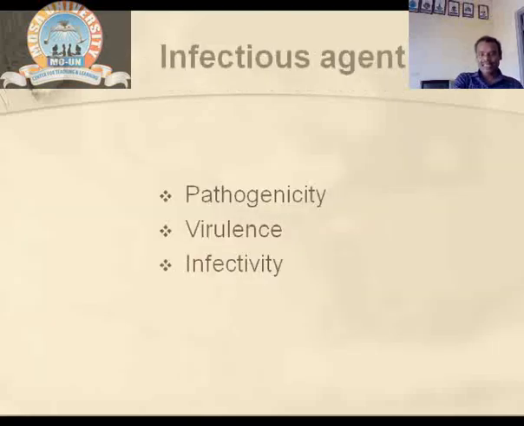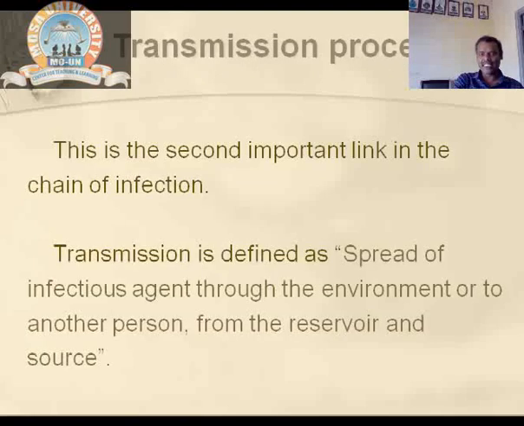So the infectious agent is mostly about pathogens, virulence, and infectivity. Infectious agents play a major role in creating pathogens, viruses, and infectivity. Then comes the transmission process. This is the second important link within the chain of infection.